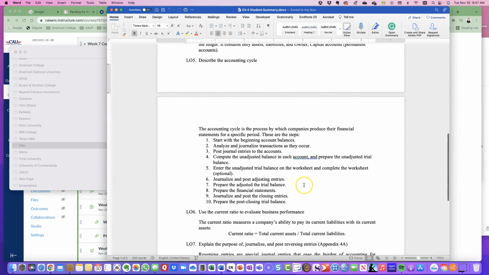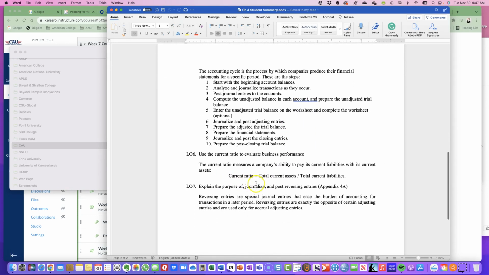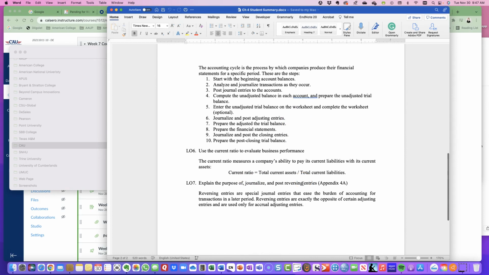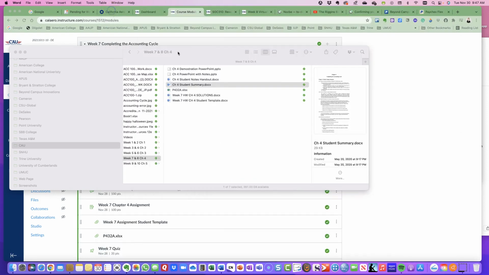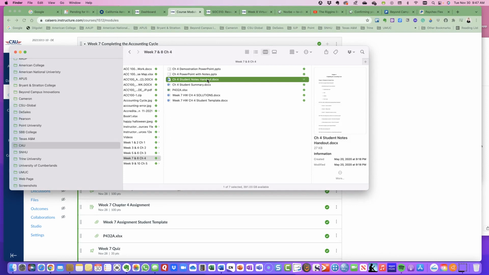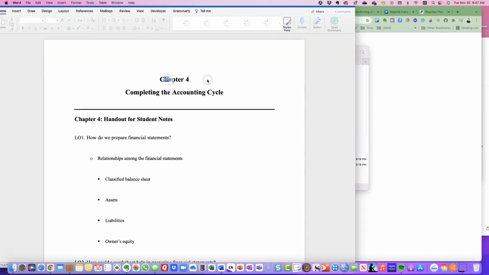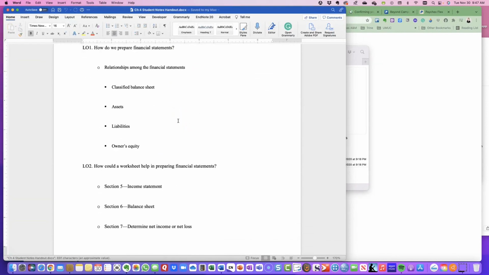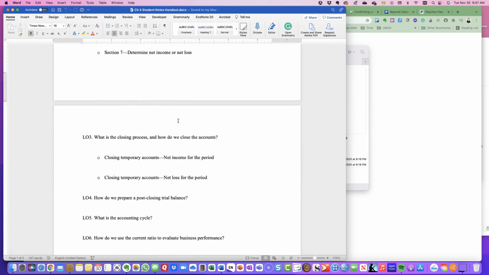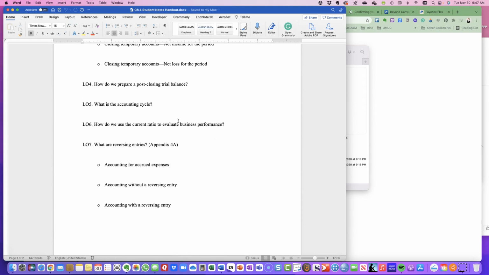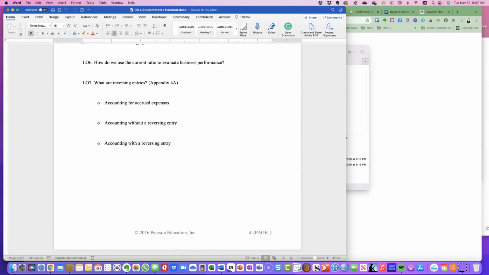Then here we have all 10 of the steps of the accounting cycle and the current ratio, which is total current assets divided by total current liabilities. So that's our overall summary for chapter 4, which is the accounting cycle. I pretty much just added the same thing here, so you can see all of the information, and hopefully you can go through this, and as you're reading the chapter, add this information as you need on this page.